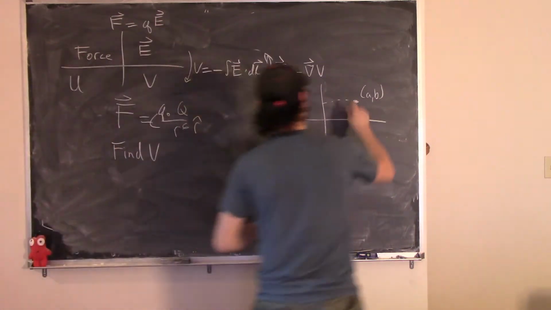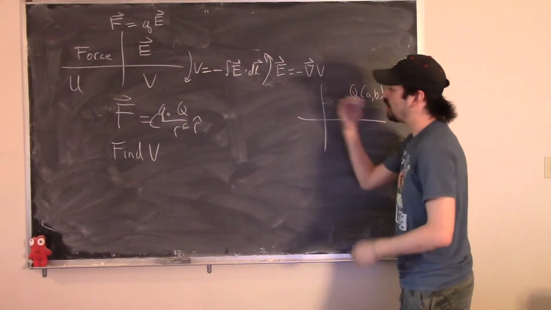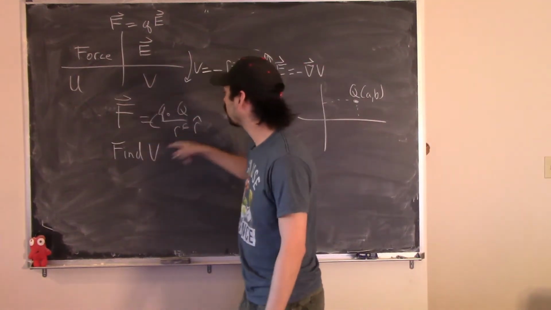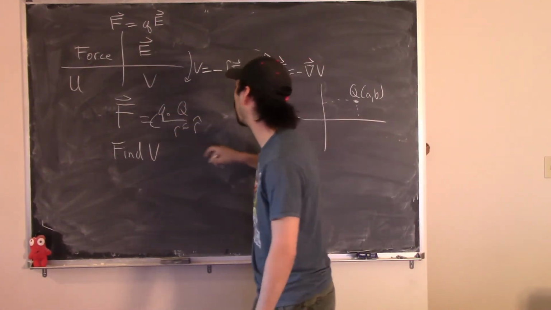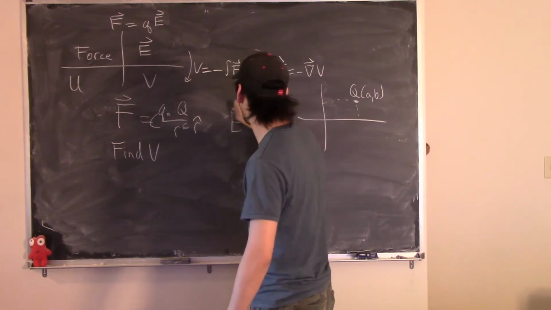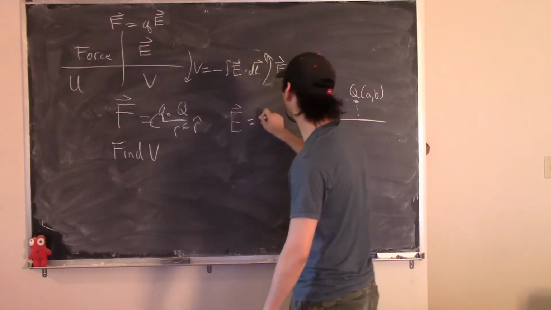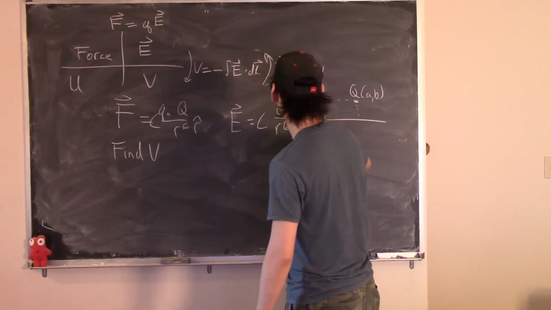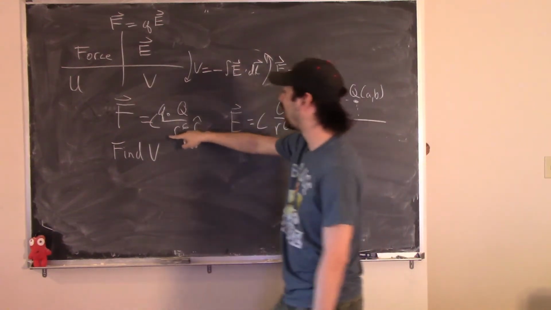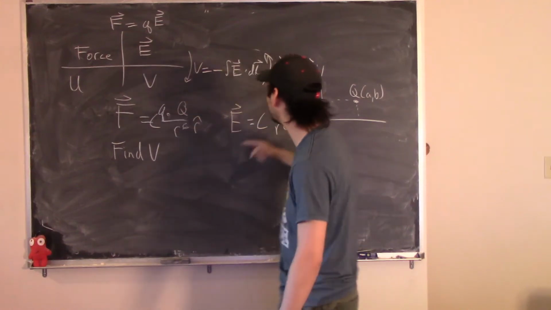And because this is the charge capital Q, that means that to find what the electric field is produced by capital Q, we just divide this by Q naught. And so that says that E vector is just going to be equal to C Q divided by r to the 6th r hat. So we just divided this equation by Q naught to get here.